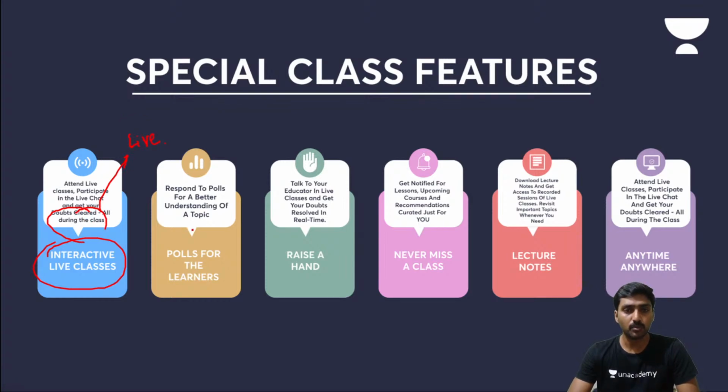Respond to the polls for a better understanding of your topic. On YouTube you can get content, but in the Unacademy Learning app, after completing each topic, live polling will be activated in the platform itself. So you can analyze your preparation level in each and every topic in the live class itself. Talk to your educator in live classes and get your doubts resolved in real time. If you ask a doubt in the live classes, it will be cleared right there.